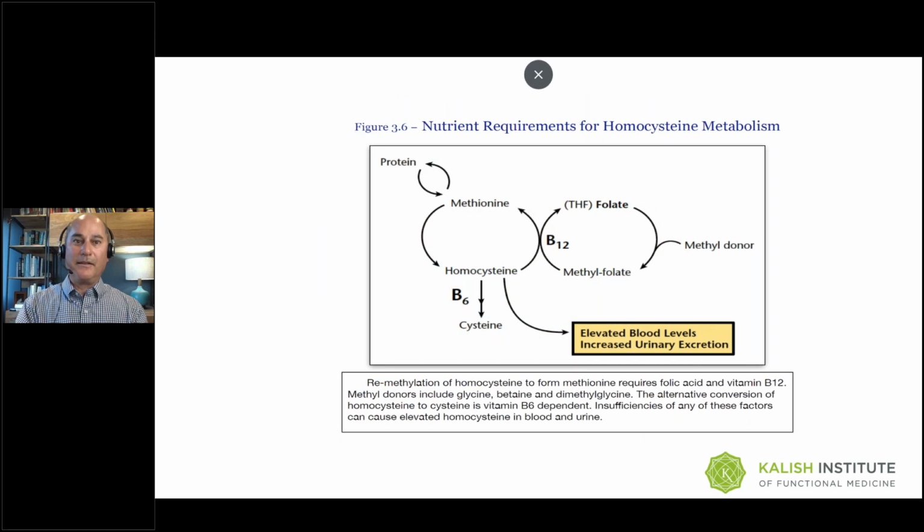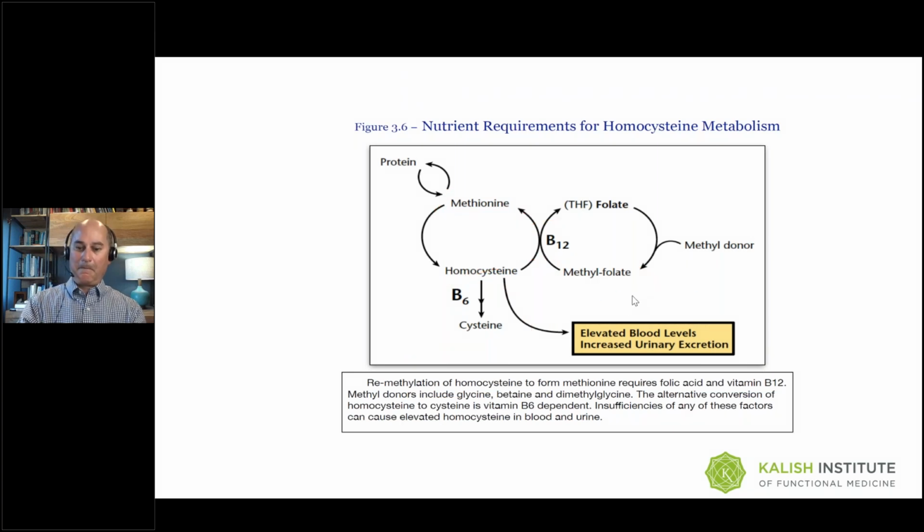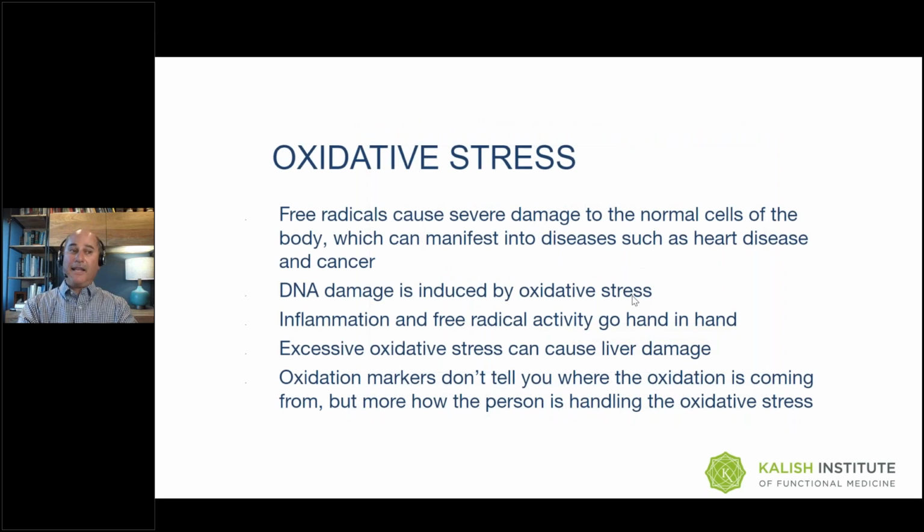And so here again, we have the most famous nutrients related to homocysteine metabolism, methylation, whatever you want to call it. Again, methionine, test and correct. B6, cysteine, test and correct. Folate, for sure, test and correct. And B12. And all these can be very accurately and specifically measured on the labs. Oxidative stress. Free radicals cause damage to the normal cells of the body. This is not good.